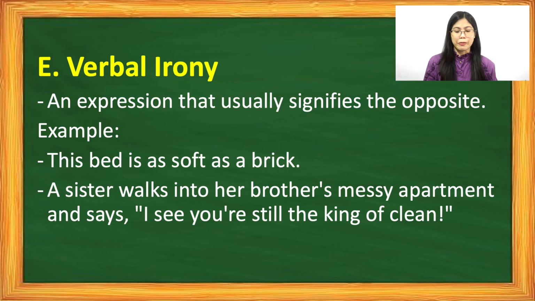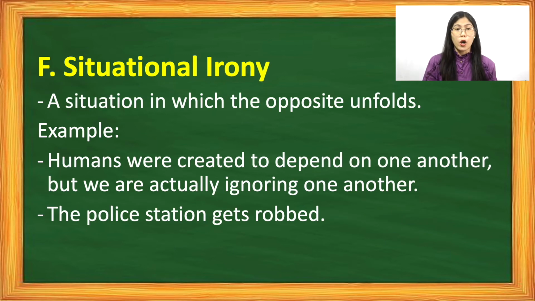Next is situational irony. A situation in which the opposite unfolds. In other words, it is a situation in which actions have an effect that is opposite from what was intended, so that the outcome is contrary to what was expected. Example, "Humans were created to depend on one another, but we are actually ignoring one another." Another example, "The police station gets robbed." As you can see, the outcome is contrary to what is expected. So that is a situational irony.